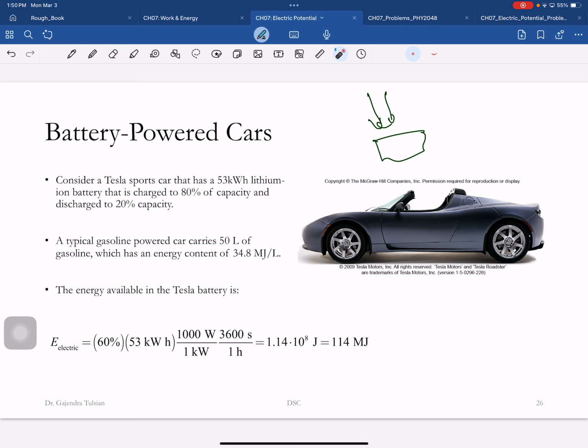I think this might be the cheapest version of the Tesla. If you use 60% of the charge, so this is the battery size. That tells you how much energy there is. Kilowatt hour is a unit of power times time. Power is energy divided by time, so power times time is energy. So this tells you how much energy is packed in that battery. It's like telling you how large a gas tank is.